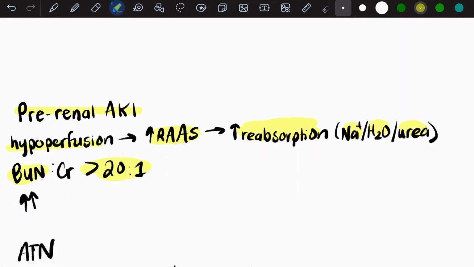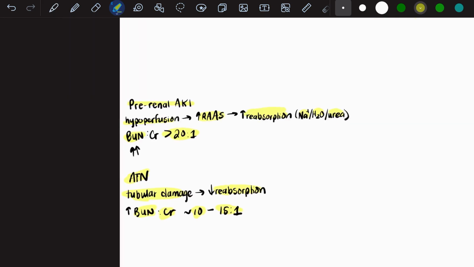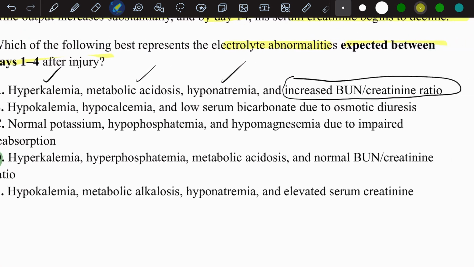And so in ATN, on the other hand, you have tubular damage, and so your kidneys cannot reabsorb as much. So urea reabsorption is not as efficient, and creatinine also builds up, but together they're rising in equivalent amounts. So the ratio itself is going to be normal-ish, so 15 to 1, or even a little low. So going back, this is what makes this option incorrect.